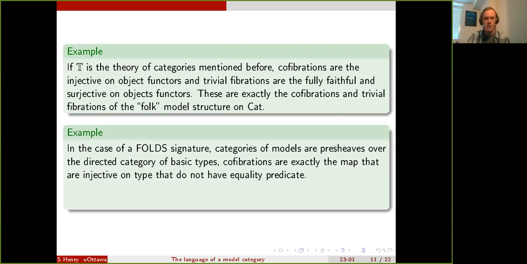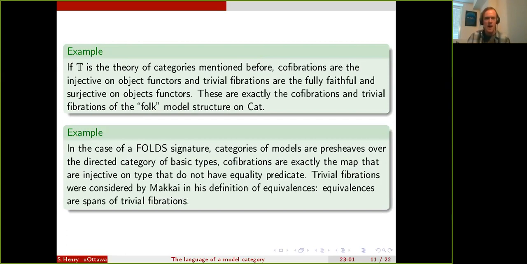And so the cofibrations are exactly the maps that are injective on all types that do not have an equality predicate, and can be whatever you want on the types that have an equality predicate. The trivial fibrations were considered by Makkai, who did not give them a name because they mixed two different notions that he was considering. But they are the maps that he used to define equivalence of models.